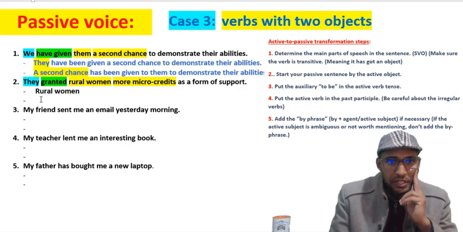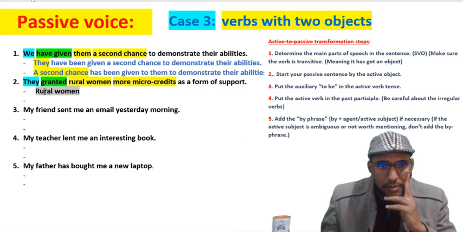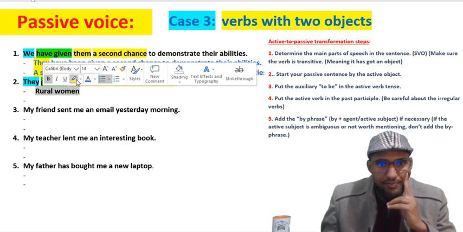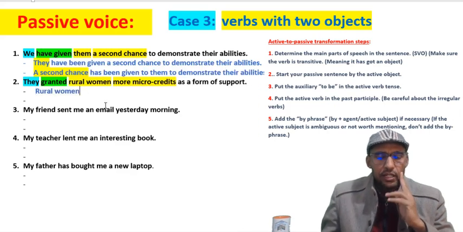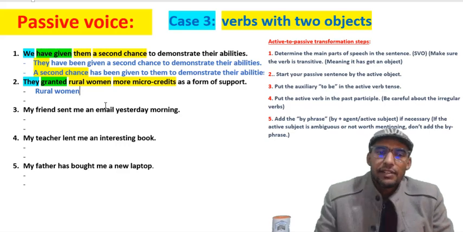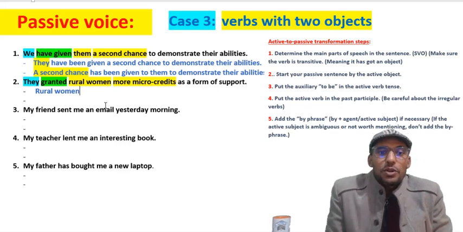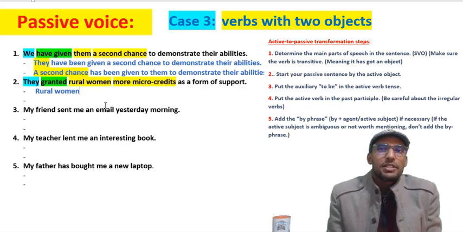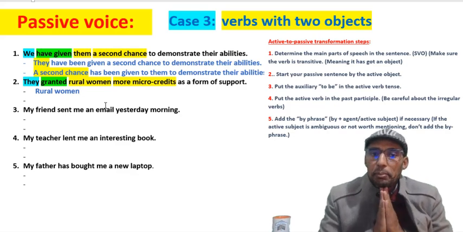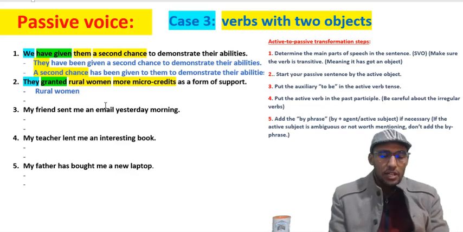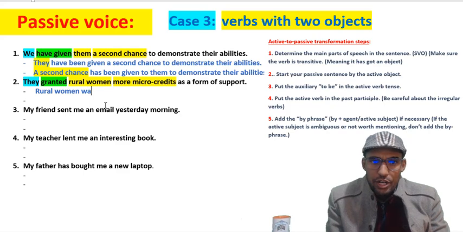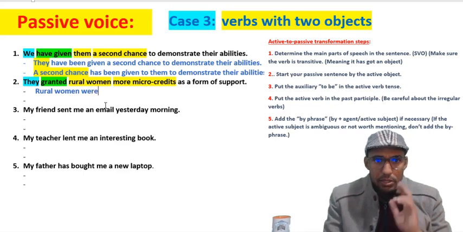Very good. Remember, pay attention that "women" here is plural, so we have to respect the changes at the level of the verb, right? So, rural women, we have here "granted." What tense is it? This is simple past, right? So we say rural women, the verb to be, we say "were." Your attention, it's plural. We say "were."